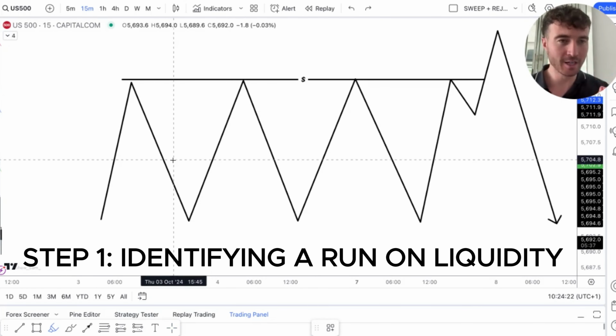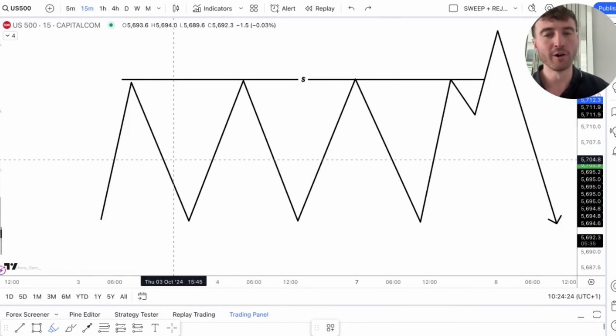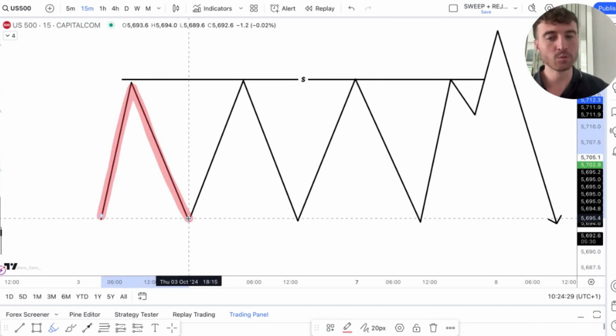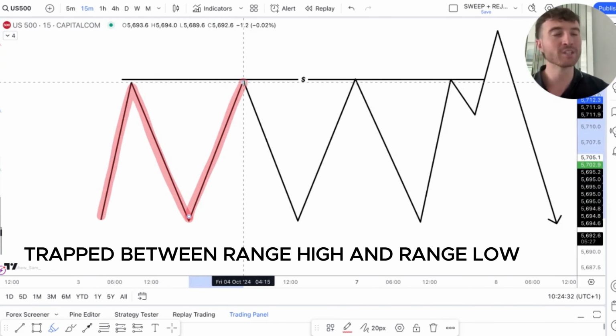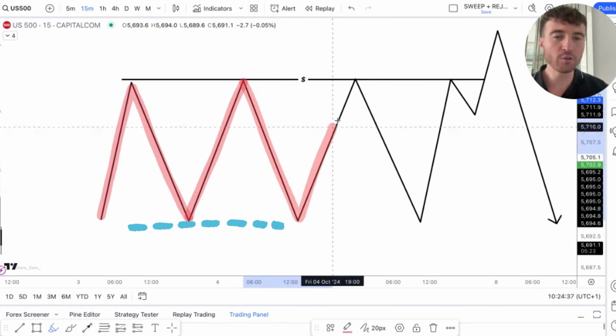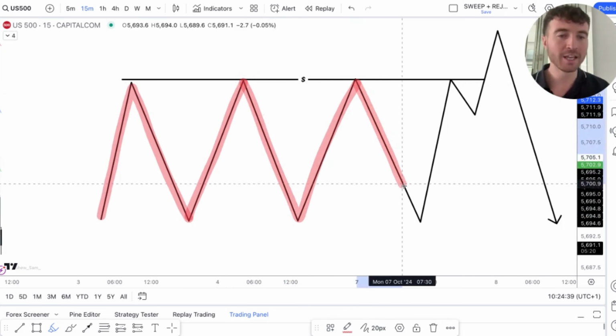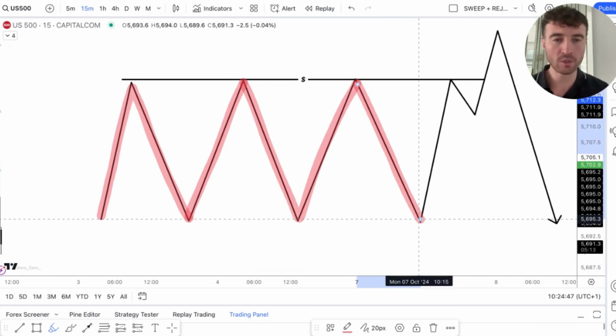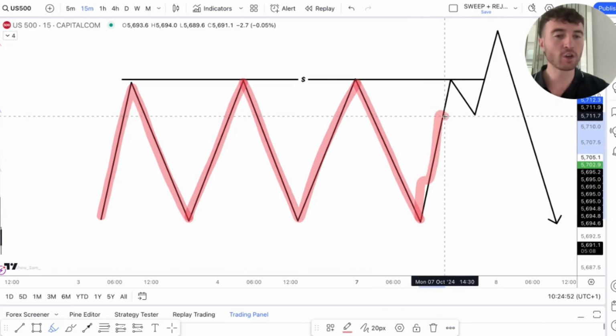And let me just break that down so it's very, very simple. For example, price will be trapped between a range high and a range low, okay? And let's say that you're sell bias on the day, so you're only looking for shorts on the market. Price will come back up to what retail traders call resistance.